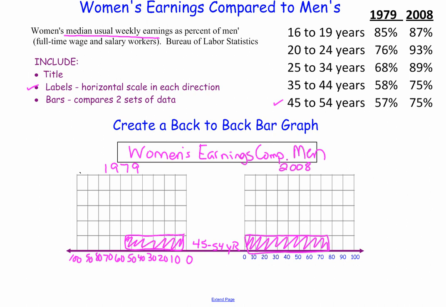Then I could go to the next category, 35 to 44 years, and 75% once again. And in 1979, women were making 58%, slightly more than the year before, or that of the category of the people before us. And you could go ahead and finish off this, but that's a back-to-back graph where you get a bar on the left, a bar on the right, easy to compare.